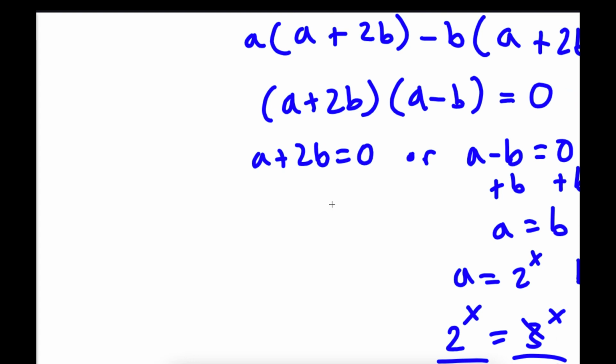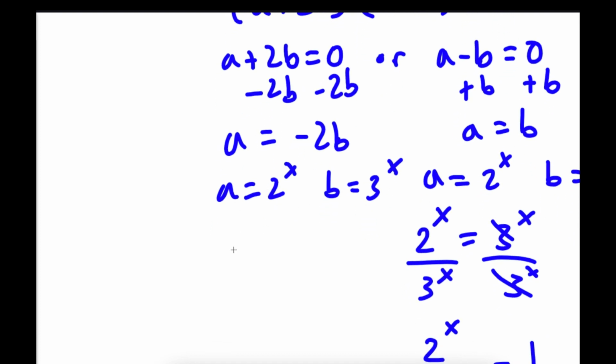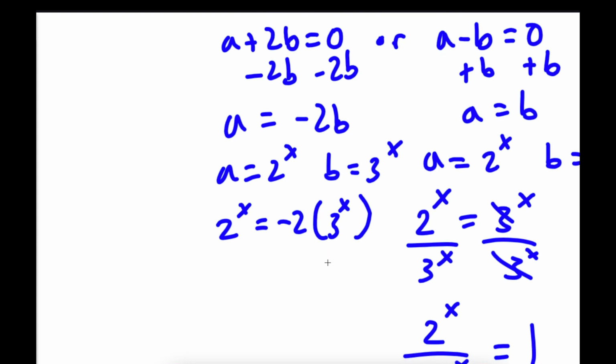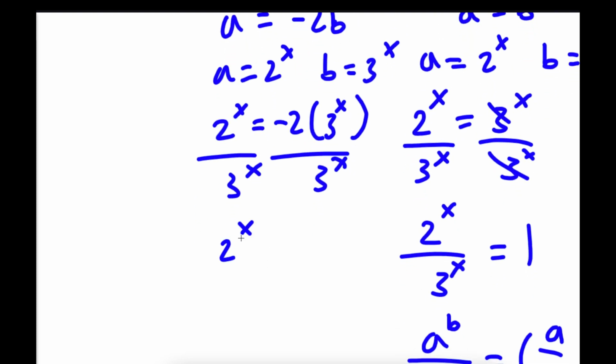Now for a plus 2b is equal to 0, I will first subtract 2b on both sides. So I get a is equal to negative 2b. Now we know that a is equal to 2 to the power of x and b is equal to 3 to the power of x. So now I have 2 to the power of x is equal to negative 2 times 3 to the power of x. Now I'm going to divide both sides by 3 to the power of x. So now I have 2 to the power of x over 3 to the power of x is equal to negative 2.